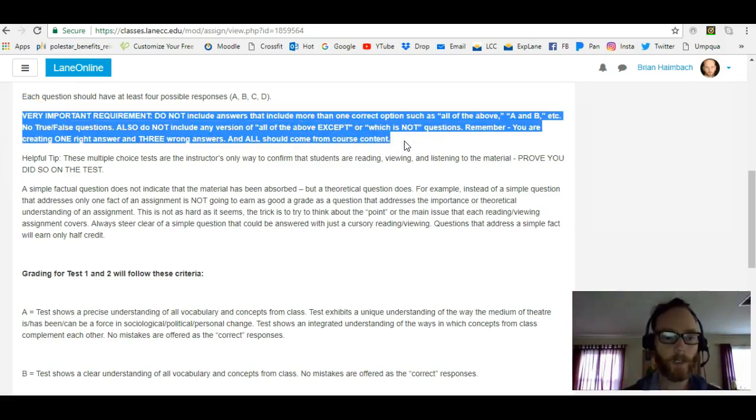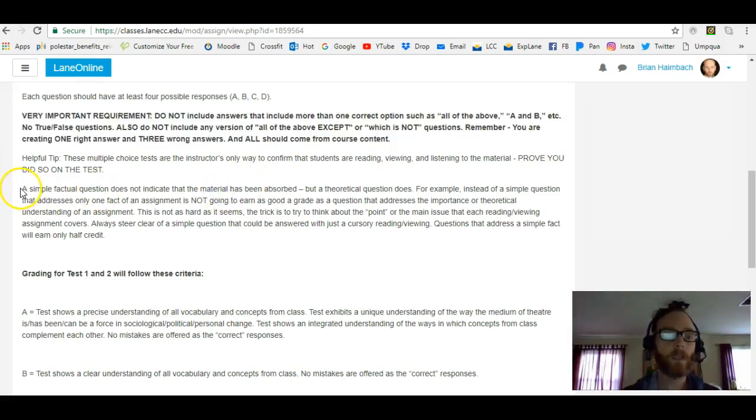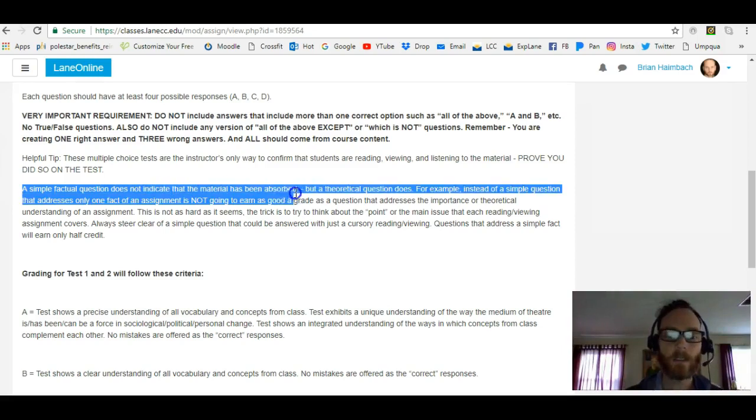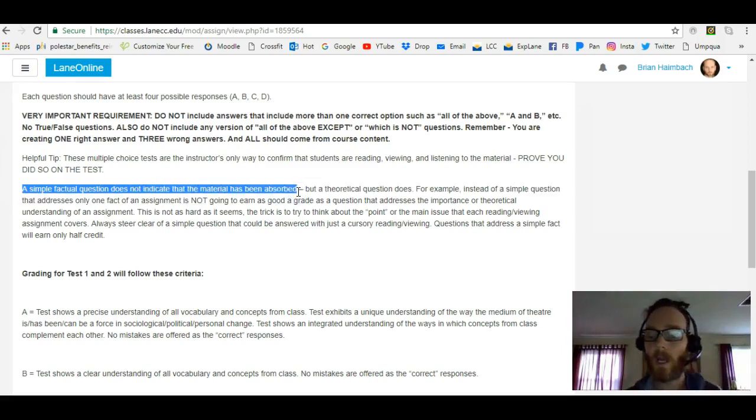What kind of questions we're going to create. This is equally, if not more important. A simple factual question does not indicate that you have absorbed this material. So I'm looking to know, not only did you read it, but you put some thought into it and you absorbed it. It became part of your body of knowledge. A simple question of, which playwright wrote Raisin in the Sun? And you give me a bunch of different answers, and Lorraine Hansberry is there. That tells me nothing. That tells me you opened the assignment and looked at it.